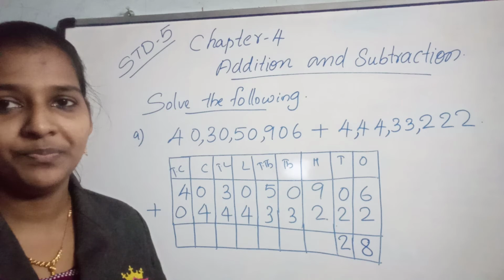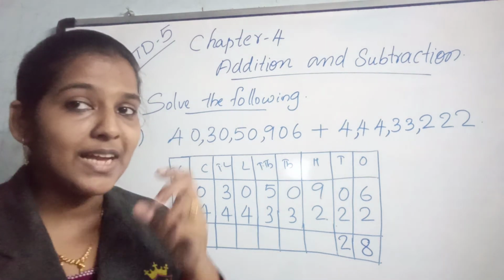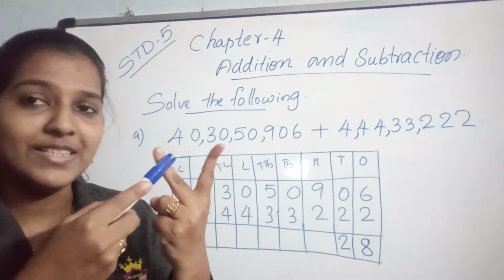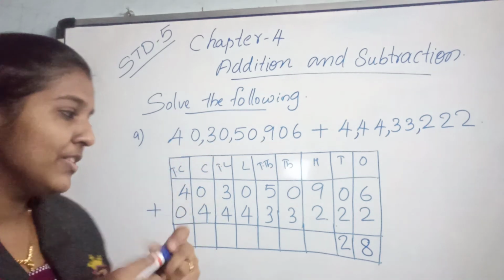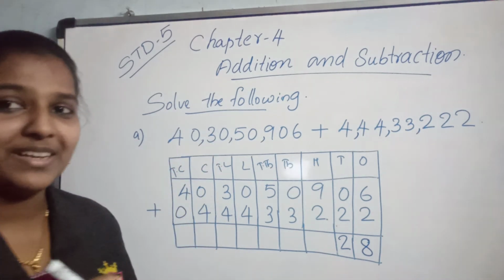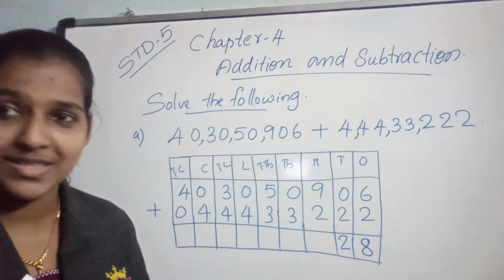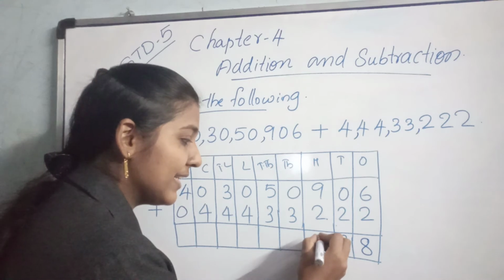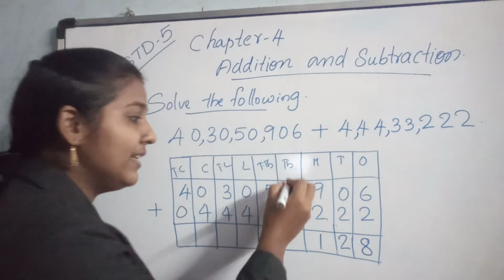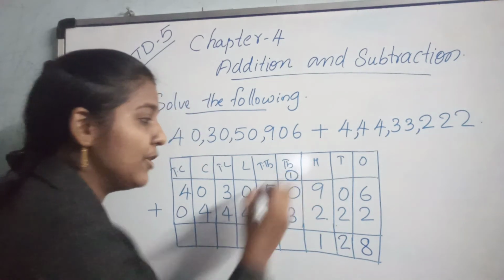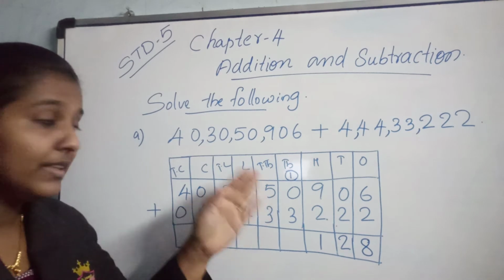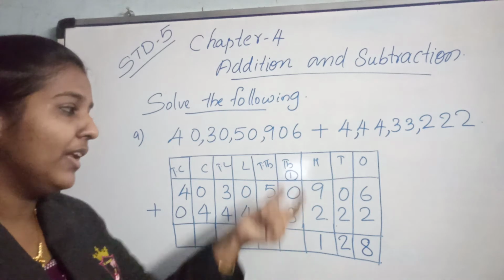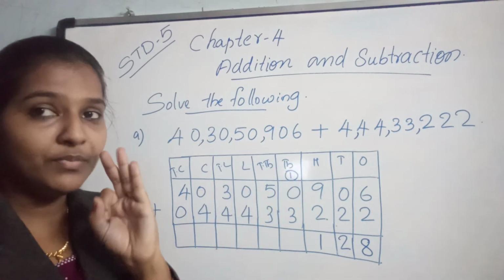9 plus 2. Keep 9 in your mind and take 2 fingers and count from after 9. After 9 it is 10, 11. So the answer is 11. You know how to add with carryovers, isn't it? So from 11, the ones place digit we will write here, and the other digit will go to the next place as we will carry over that number to the next place. Clear, children?